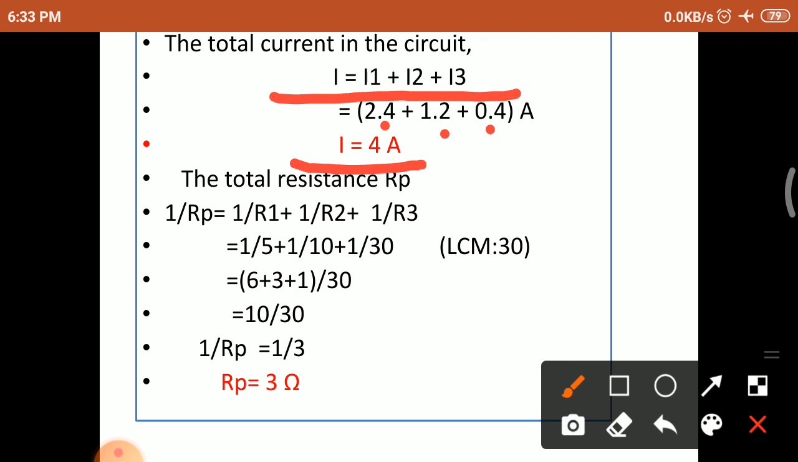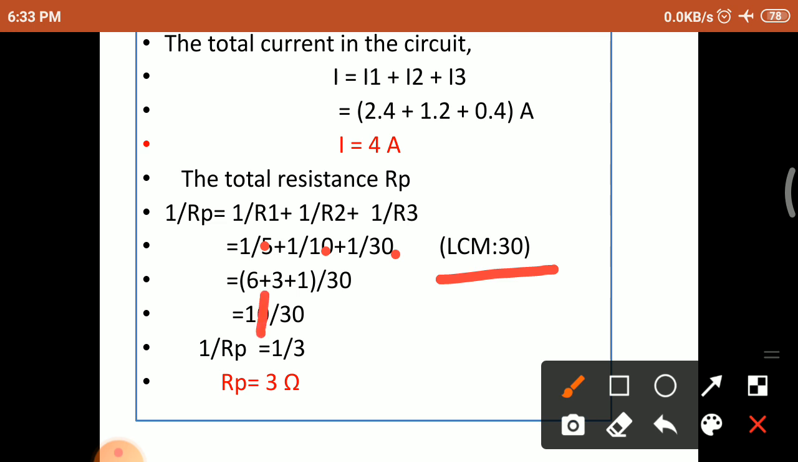The third question, the total resistance. How to calculate the total resistance? You know the formula, 1 by Rp equal to 1 by R1 plus 1 by R2 plus 1 by R3. You have to substitute the values: R1 is 5, R2 is 10 and R3 is 30. So 1 by 5 plus 1 by 10 plus 1 by 30. You have to take the LCM. The LCM is 30. After taking the LCM, I got the final value 10 by 30.